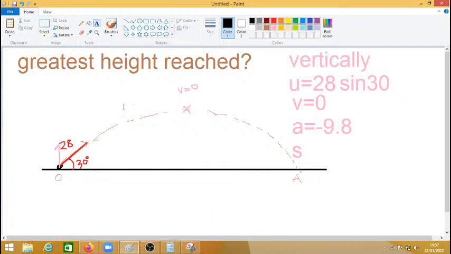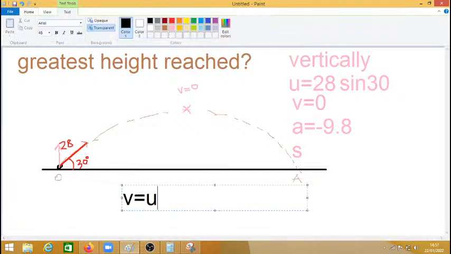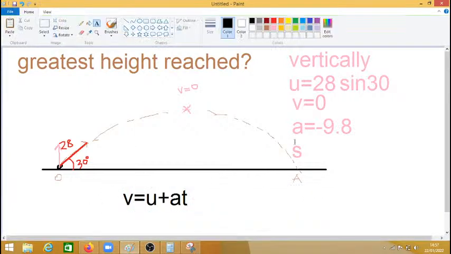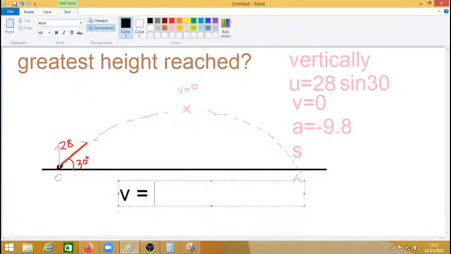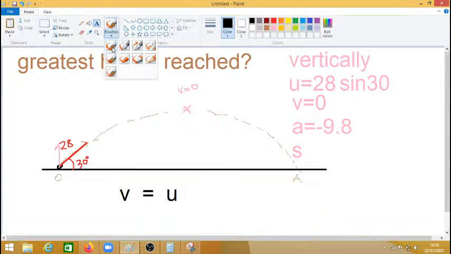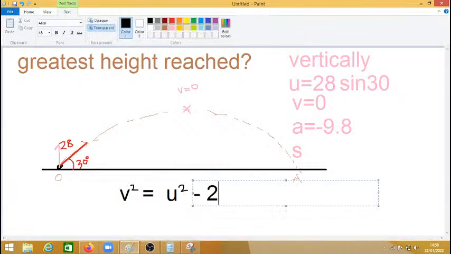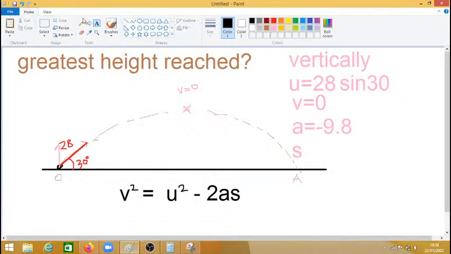So let's try a different formula. V equals u plus at. Is that going to work? Well, it doesn't have s in it. That's what I'm trying to find out. So that's no good. So it's the third formula that's going to come in handy. We haven't used that yet. I did tell it to you at the beginning. It's v squared is equal to u squared minus 2as. Let's put in what we know.